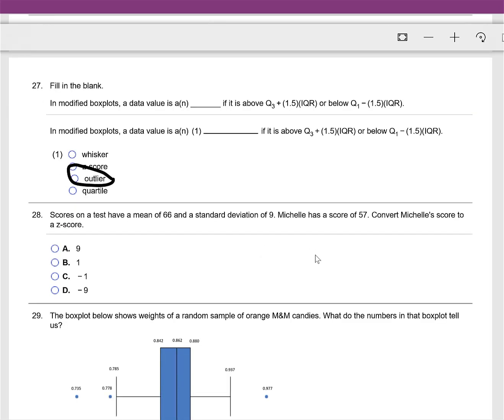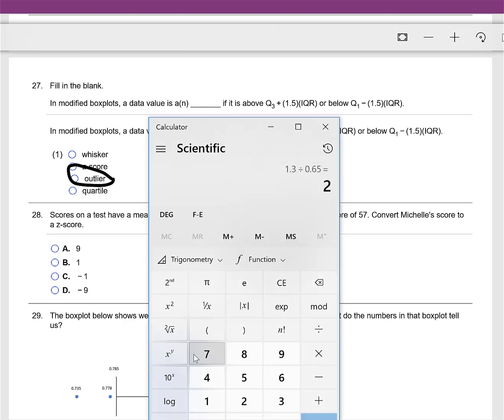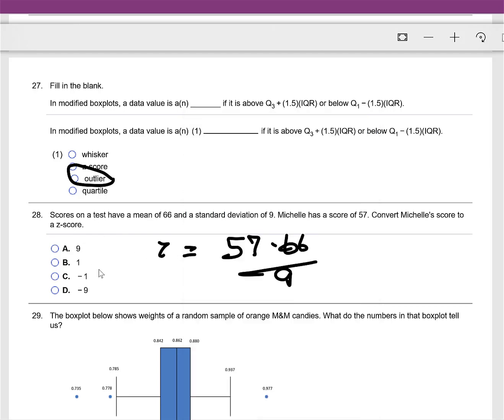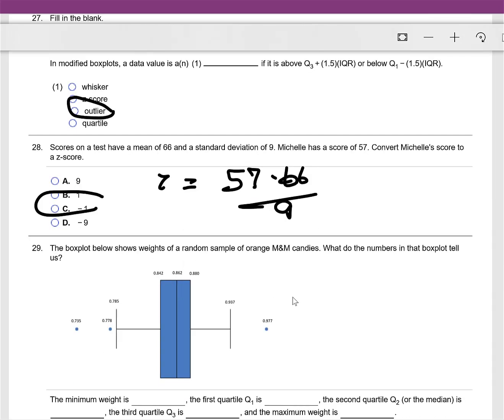Scores on a test have a mean of 66 and a standard deviation of 9. Michelle has a score of 57. We want to find her z-score. So her z-score is going to be, her score was 57, and we subtract the mean of 66, and we divide by the standard deviation. And again, if I pull my calculator up, I'm going to take 57 minus 66, and divide by, I don't remember my standard deviation, 9, divided by 9, and so I get a z-score of -1. So Michelle's test score is 1 standard deviation below the mean.